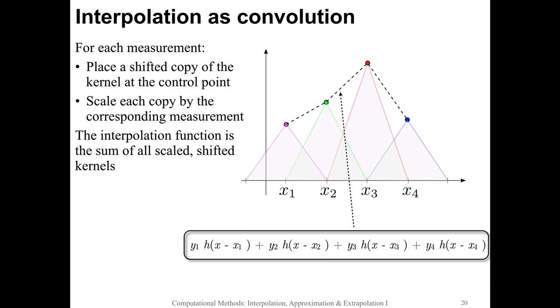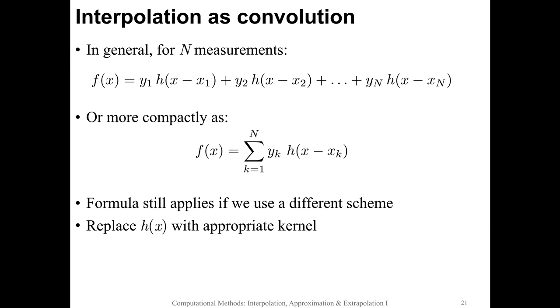And so this is just the notation to represent the sum of the 4 shifted and scaled kernels. Shifted and scaled, all added together. So in general though, we don't necessarily have 4 points. We might have n points, we might take n measurements.